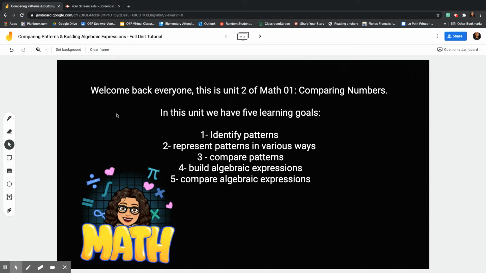So that said, in Unit 2, we are working still in our Math 01 notebook, and we're working on comparing numbers again. Okay, so in this unit, we have 5 main goals. The first one is to identify patterns. We will represent patterns, compare them, and then we will build and compare algebraic expressions, okay? So I absolutely understand that that feels like a lot for one video. I'd like you to keep in mind that this one video is a very condensed version of what we will be doing in class within a week and a half, maybe 2 weeks, depending on how the kids are doing. So let's go through this.